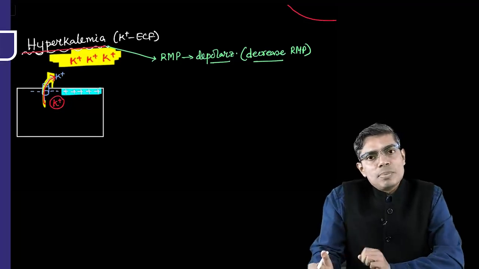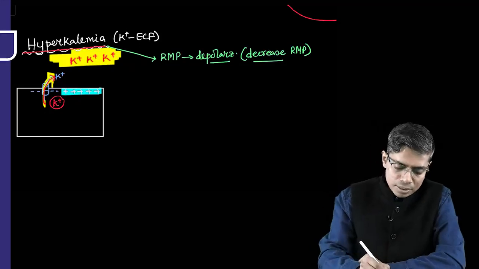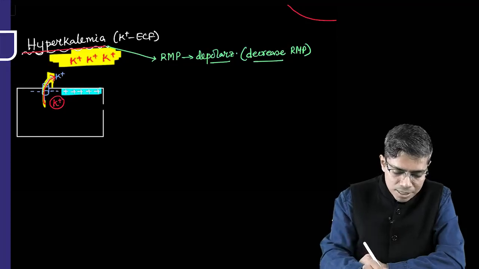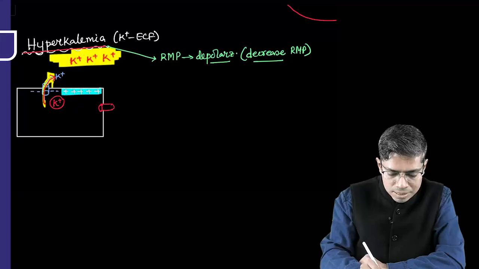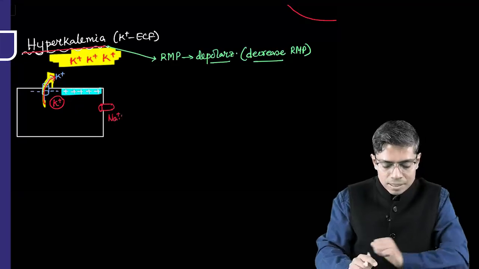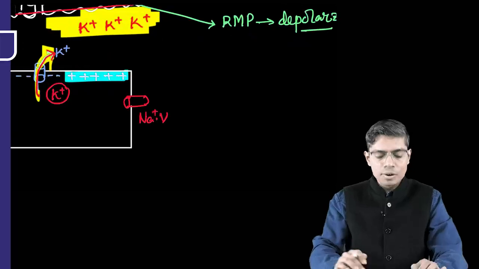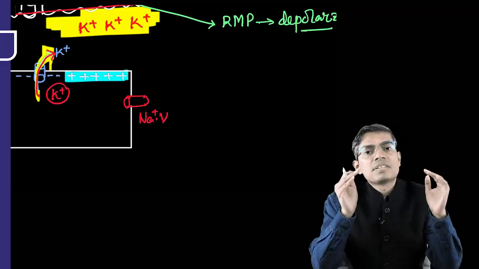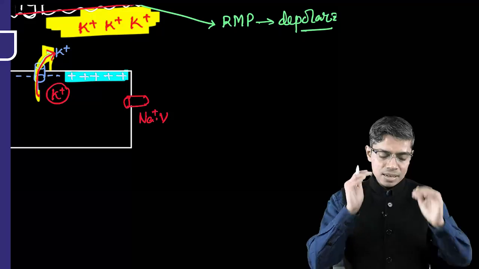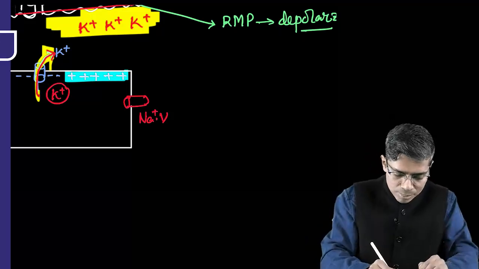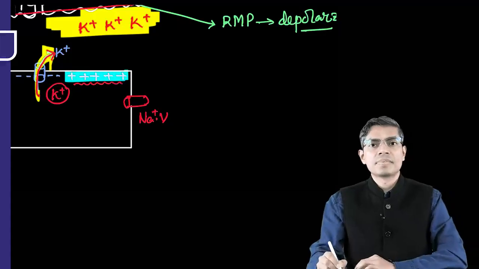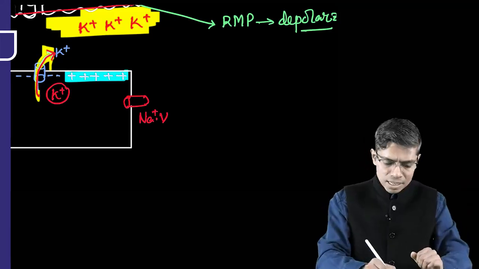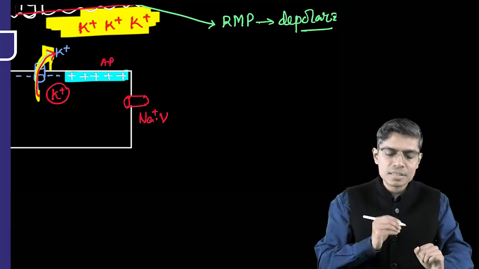Now, if there is depolarization, what will happen to the voltage gated sodium channel? Just now we have discussed the voltage gated sodium channel. Suppose this is my Na.V. Now tell me, this Na.V channel will remain in which stage if there is persistent hyperkalemia? Persistent hyperkalemia means there is depolarization of the membrane. So you may be thinking that depolarization is good, sir, that will lead to action potential. Yes, initially a few action potentials will be generated on this cell.